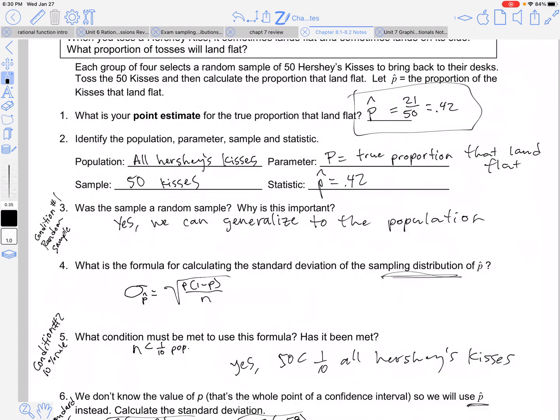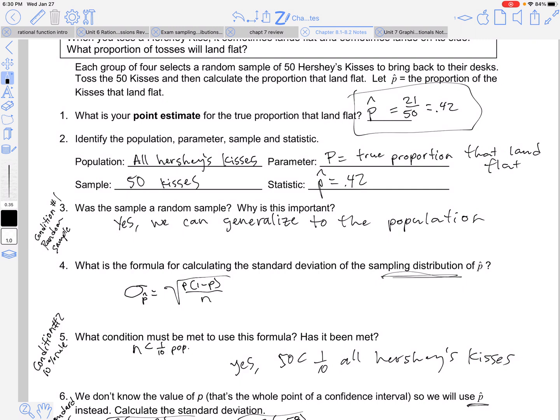All right, welcome back. So the population: who do I want to know information about? I want to know information about, if I throw a kiss, what's the probability that it lands flat? So I want to know about all Hershey's Kisses. And p is what I want to know, my true proportion that land flat. Well, I don't have access to all the Hershey's Kisses to toss them and count how many land flat out of the total amount that there are in the world. So I can't do that for the whole population. So I got a sample of 50, and my statistic is 0.42.